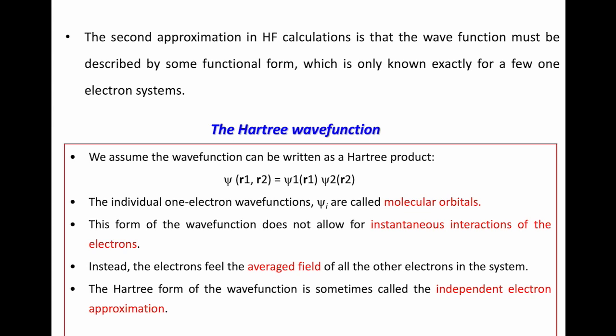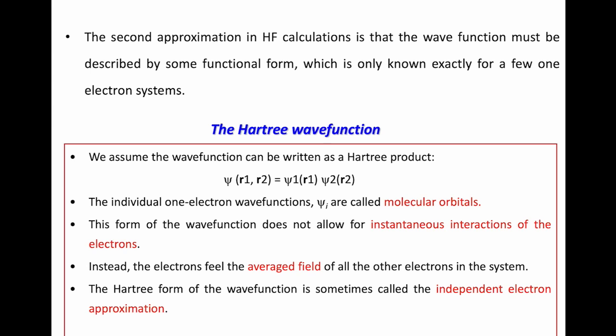The Hartree wave function is the Hartree product: psi(r1, r2) is equal to psi1(r1) times psi2(r2). That is the Hartree product. The individual one-electron wave functions psi i are called molecular orbitals. This form of wave function does not allow for instantaneous interactions of the electrons. Instead, the electrons feel the average field of all the other electrons in the system. The Hartree form of wave function is sometimes called an independent electron approximation.